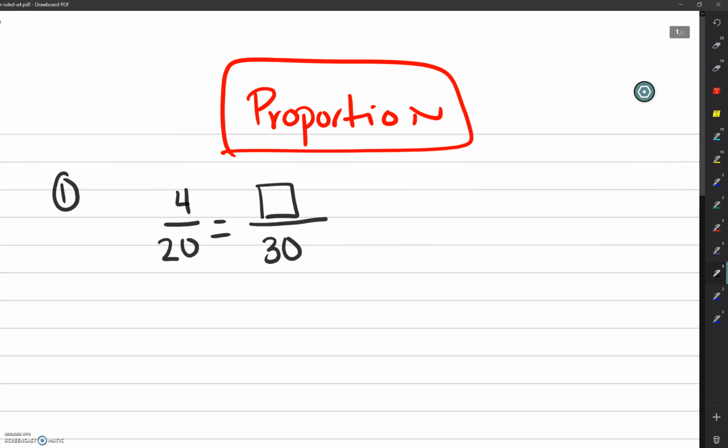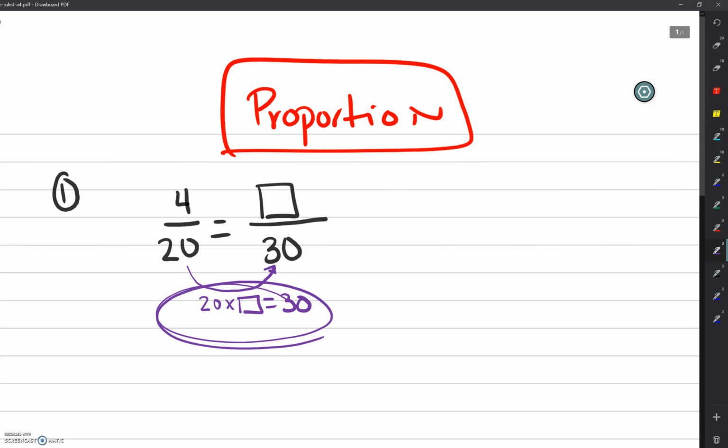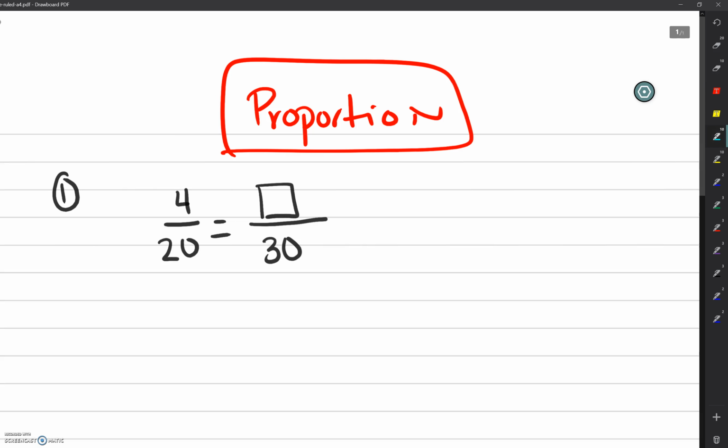Now this is a very tricky one because I can't simply go 20 times a number equals 30. It's not as mental. It's not as easy. I don't know this right off the bat. So what I'm going to have to do is cross multiply, which means I'm going to have to multiply 20 times the box.